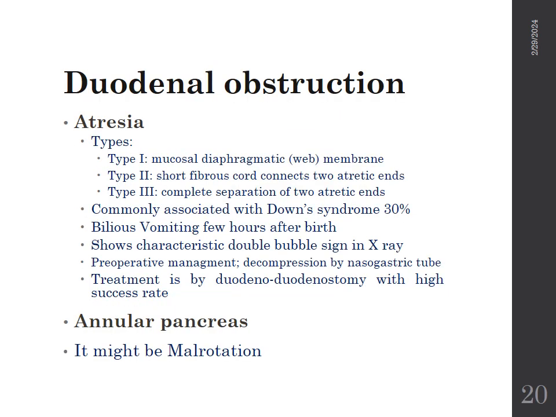Let's go on to duodenal obstruction. In duodenal obstruction there may be stenosis, or there may be atresia. There are three types of atresia. Type 1, which they call the web, is a mucosal diaphragmatic membrane present in the duodenum. It's just a membrane. Type 2: there are two atretic ends connected by a short fibrous cord. Type 3: there are two atretic ends with complete separation of the two ends.